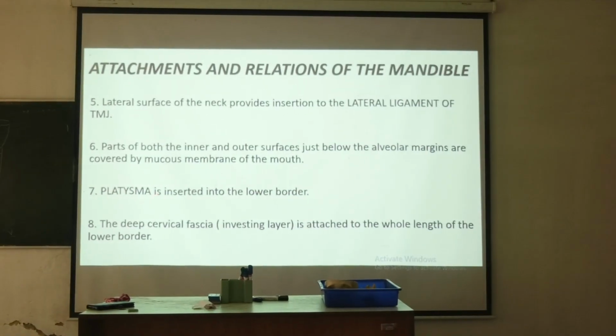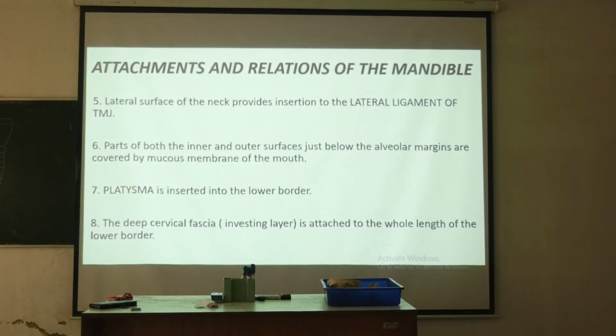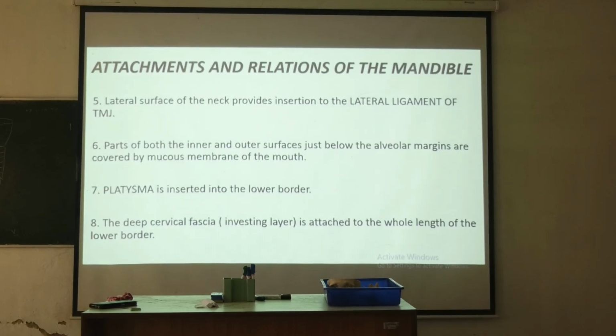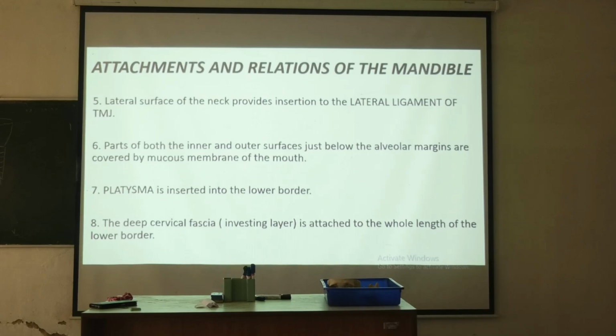Next we go to the platysma. Platysma is inserted into the lower border of the mandible. Platysma is a thin sheet of muscle covering the neck. So this is inserted in the lower border of the mandible, whole of the lower border of the mandible. Some fibers are extending also into the face up to the angle of the mouth.